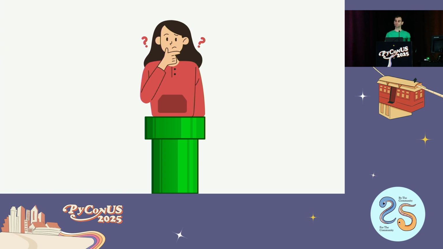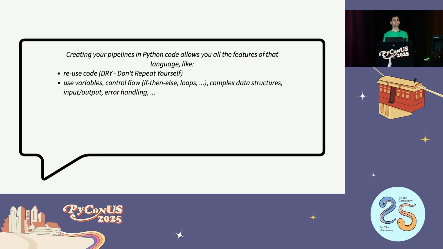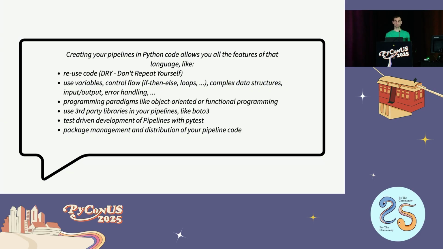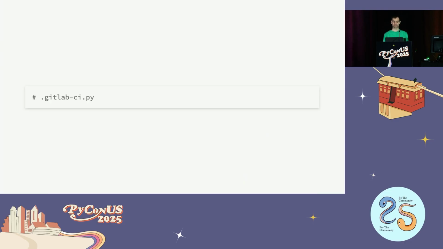So why would you want this? Well, if we quote the library, we can utilize all the features of Python, such as code reuse, variables, control flows, and the like, programming paradigms, libraries, testing, packaging, and anything else you can imagine. It's Python after all.